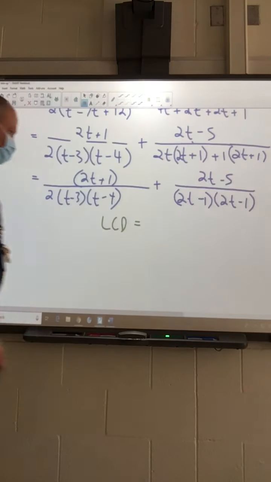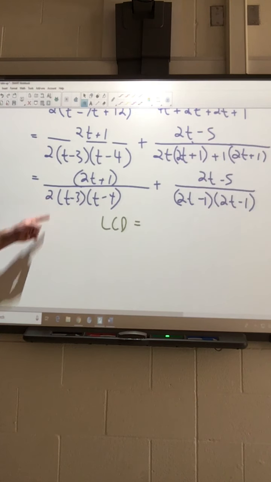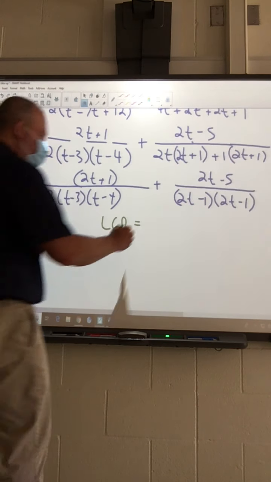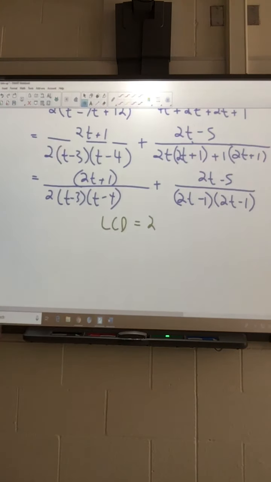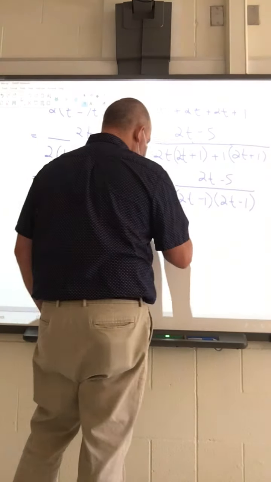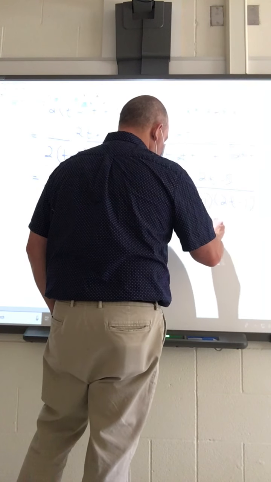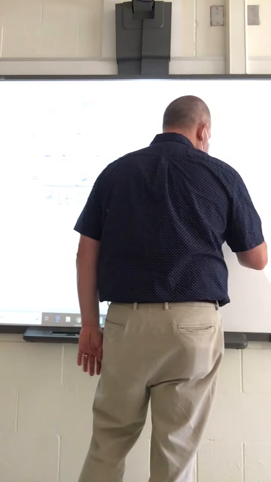Okay, what's my lowest common denominator? When we do the monomial part first, what's the monomial part? No one knows? 2. So we put a 2 there. Then we got a t minus 3 and a t minus 4. That's the binomial part, it's easy. And then we got a 2t minus 1.